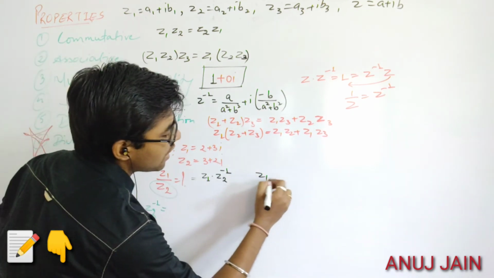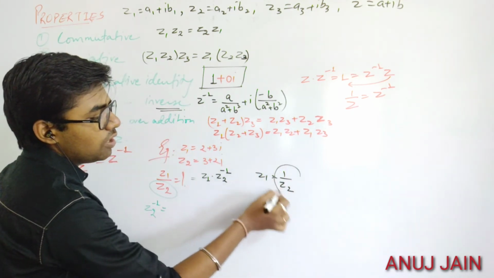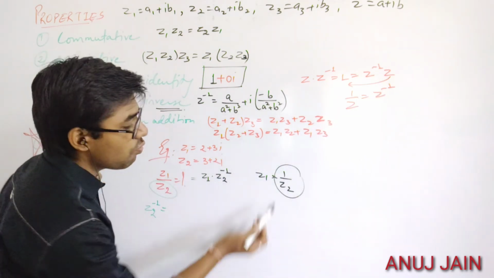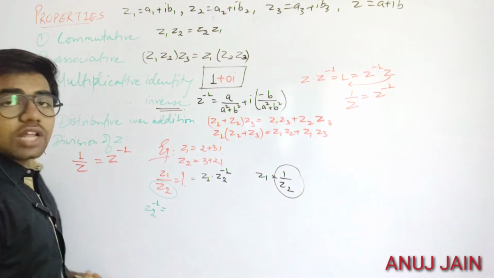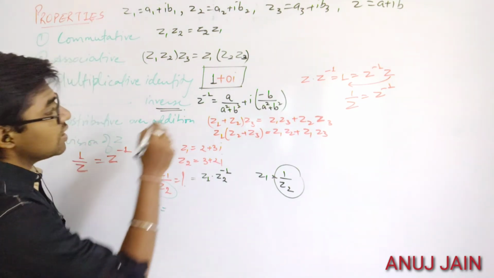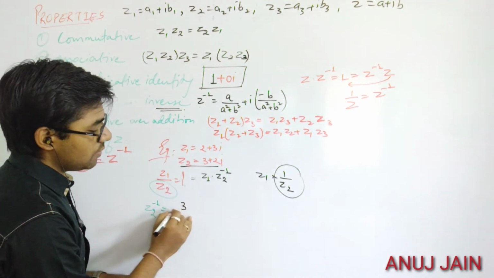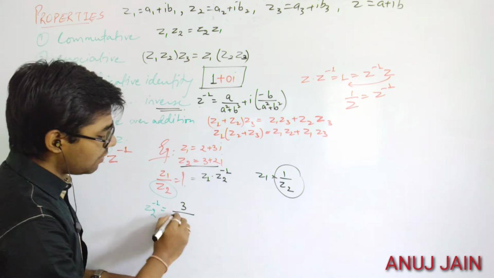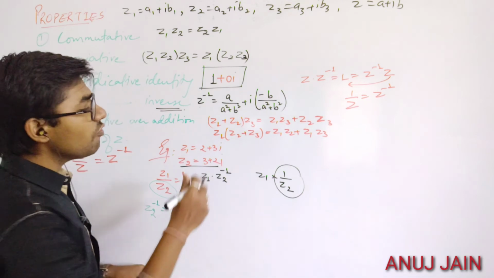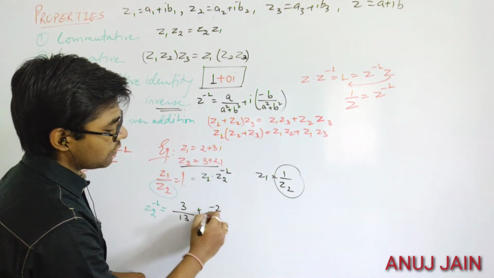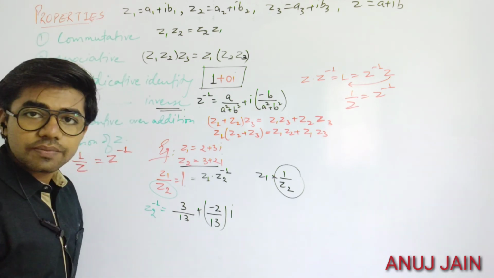This can be written as z1 into 1 by z2, and 1 by z2 is z2 inverse, since 1 by z is z inverse. So z1 into z2 inverse. Now we need to find z2 inverse using this formula. For z2, a is 3 upon 2 square plus 3 square, 9 plus 4, 13, and then minus of b, that is minus of 2 upon 13 times i. So this is your z2 inverse.